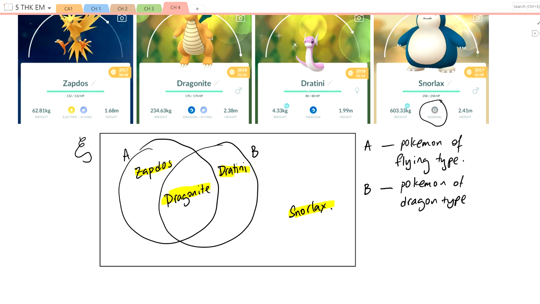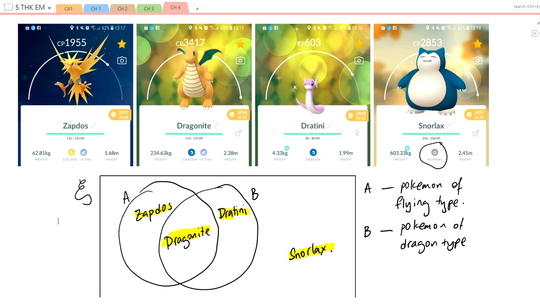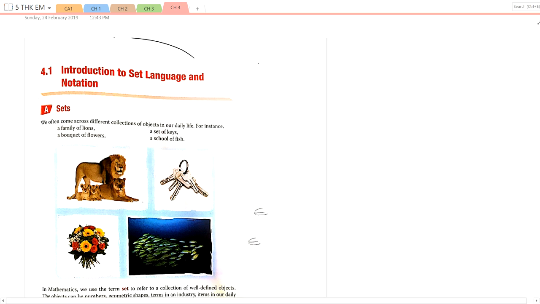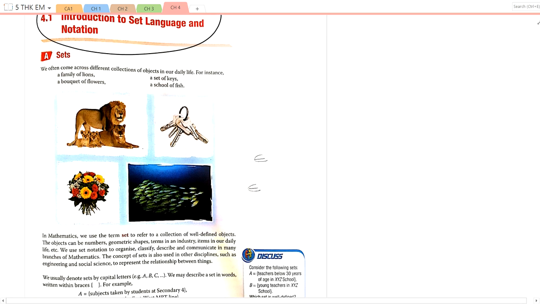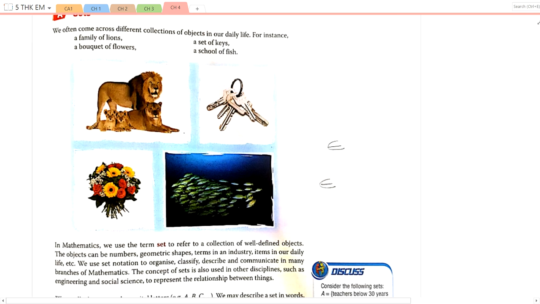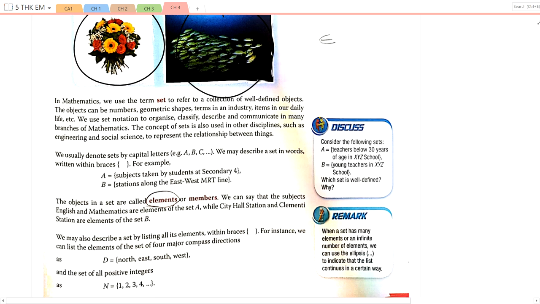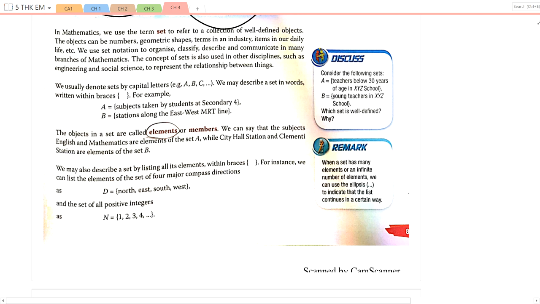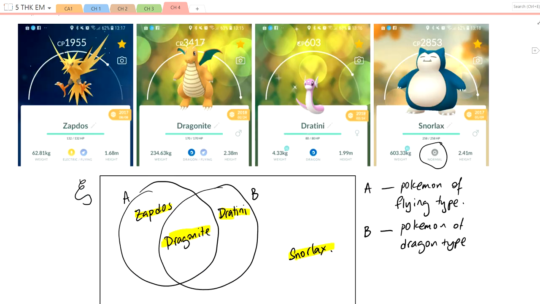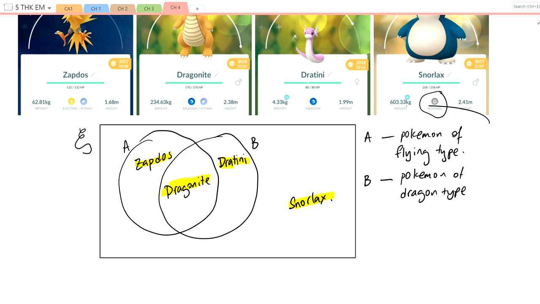Okay, so this is the introduction to chapter 4.1, Set Language and Notation. Okay, so instead of using what the textbook has suggested, these examples, I introduced it to you using Pokemon. Okay, so how do we actually represent and write set? We don't do it this way. This one over here that I've just shown you is just a non-mathematical way of categorizing them.